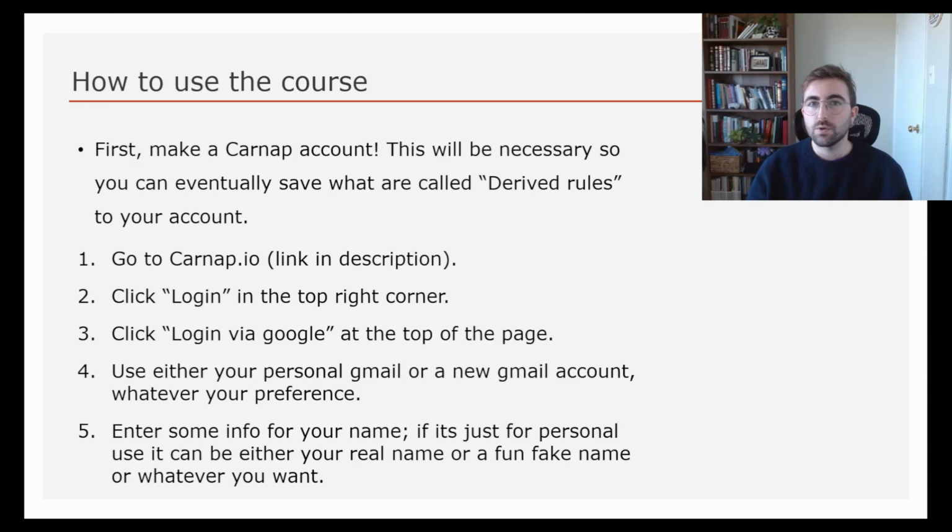Unfortunately, you need a Google account to be able to use the software. You can use your personal Gmail account or whatever Google account you want. You can make up a new one if you want. That's fine. And you're going to have to enter some information for your name. It can be your real name if you want. It can be a fun fake name. You can just call yourself Carnap student, whatever you want. So I'll quickly show you how to do that. It's pretty simple, and then we'll come back to how I suggest making use of the lecture videos and doing a sort of course.